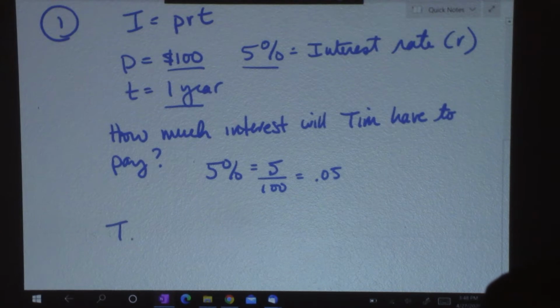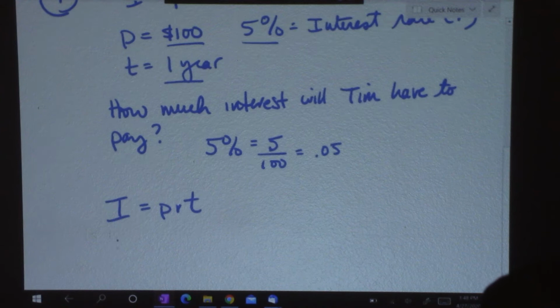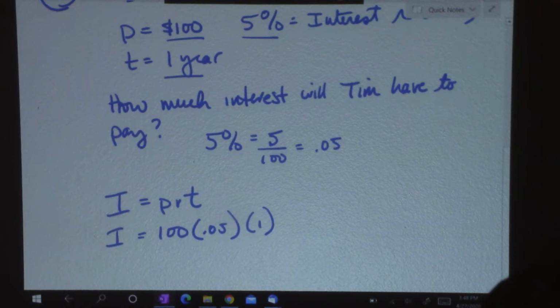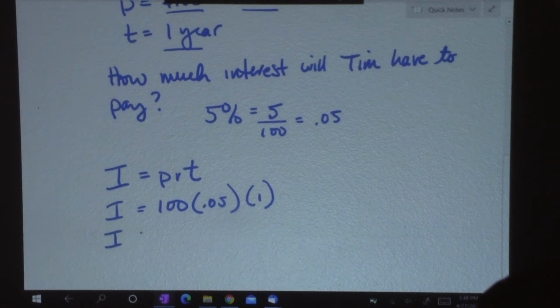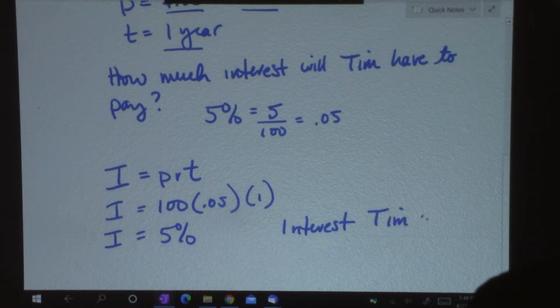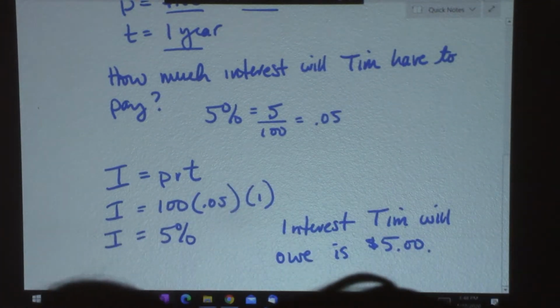Okay, so I'm just rewriting this again down here. So my interest, I don't know. The principal is $100. The rate is 5%. And the time is 1 year. So when I multiply all those things together, you'll see that that is $5. So the interest Tim will owe is $5 for the $100 that he borrowed.